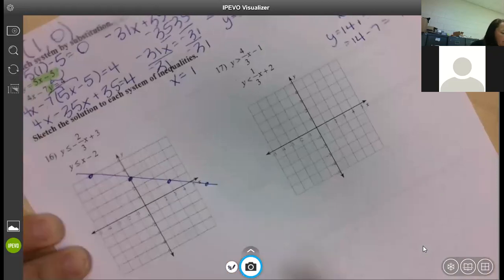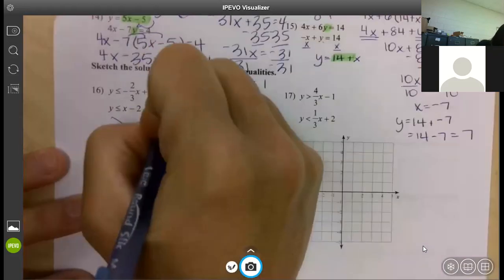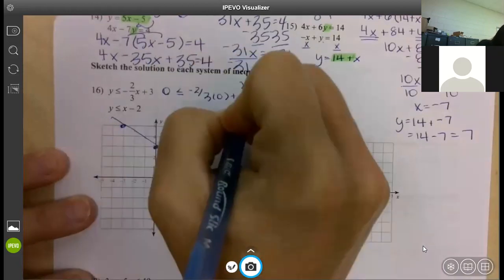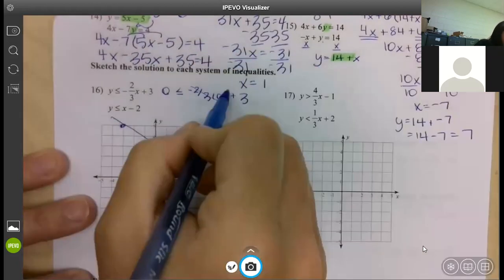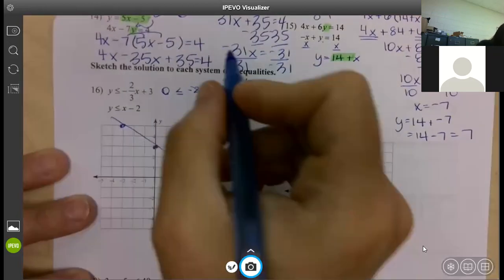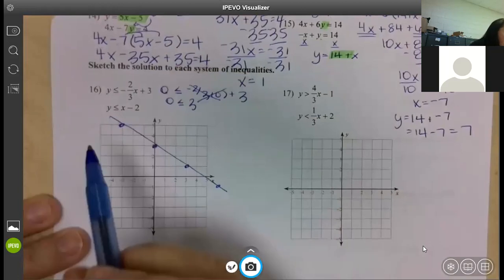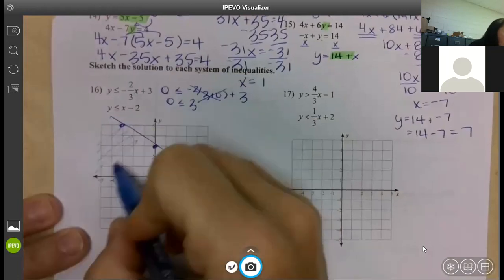And we're going to plug in 0, 0. So is 0 less than or equal to negative 2/3 times 0 plus 3? This marks out. Is 0 less than or equal to 3? It is. So we're going to shade this side.